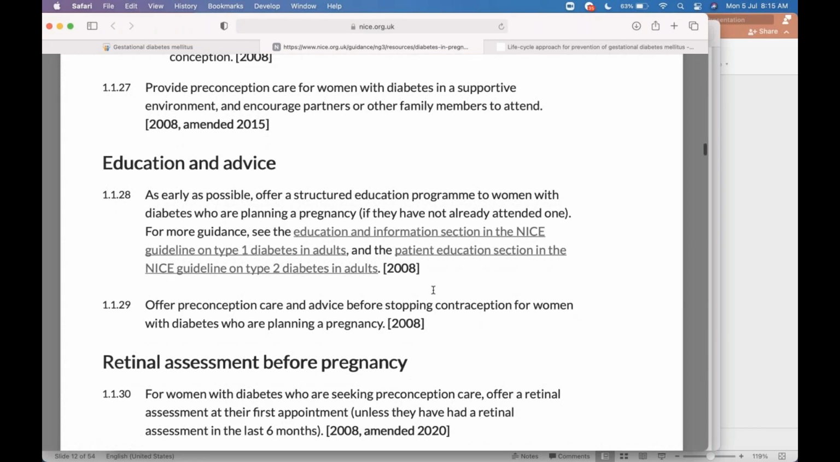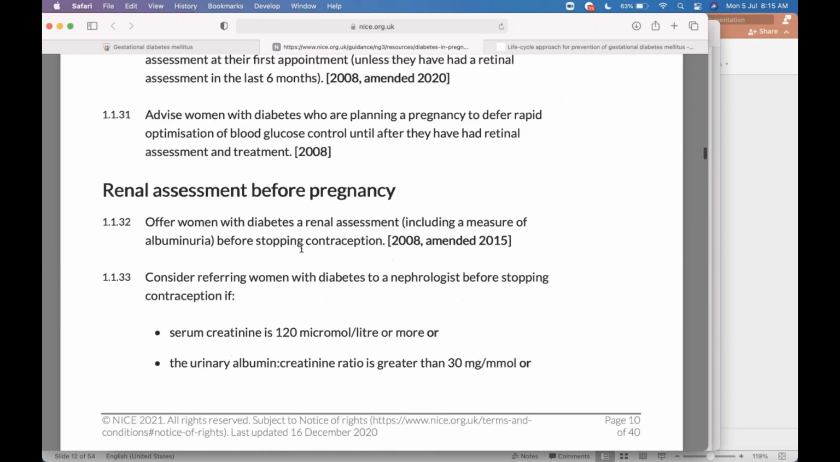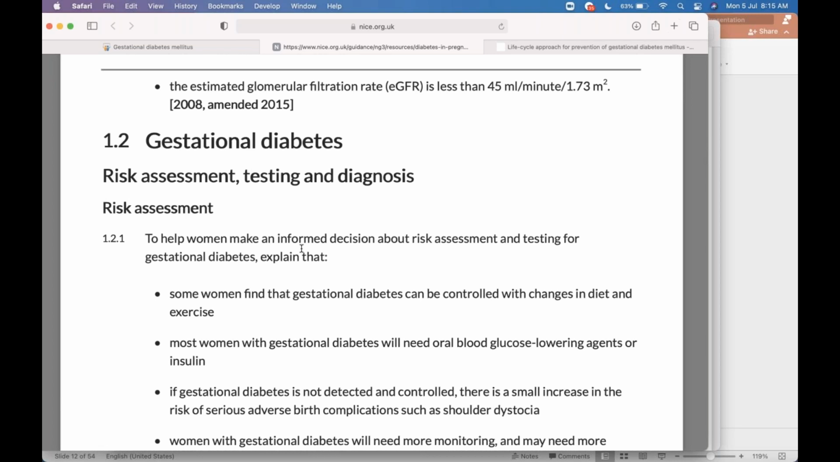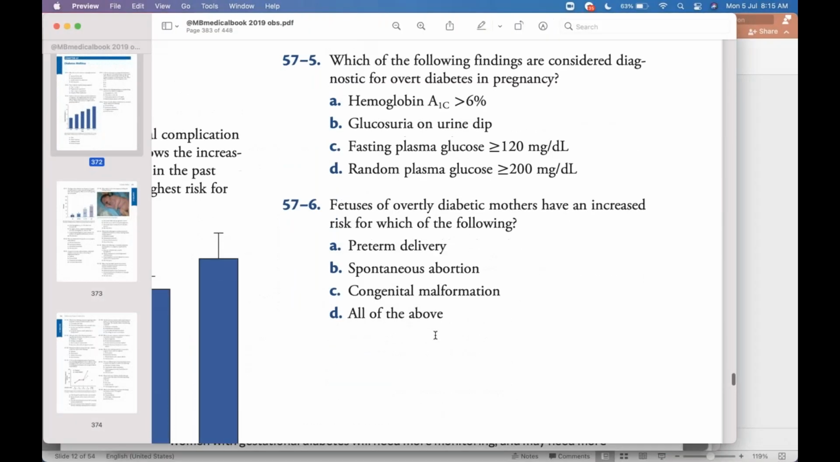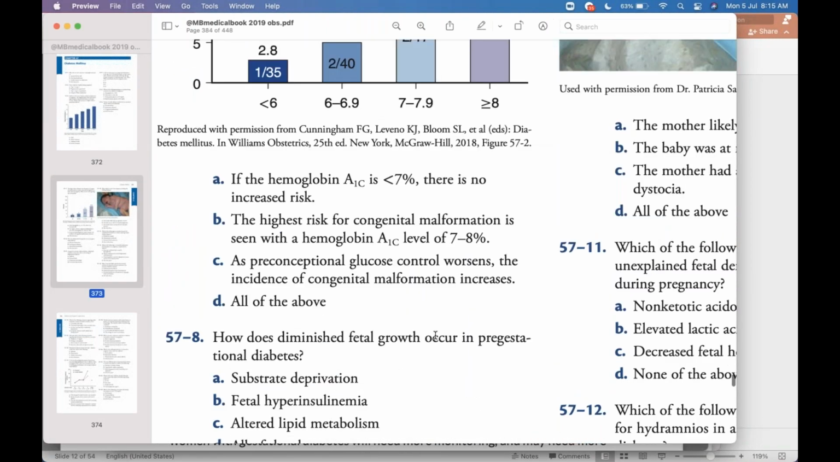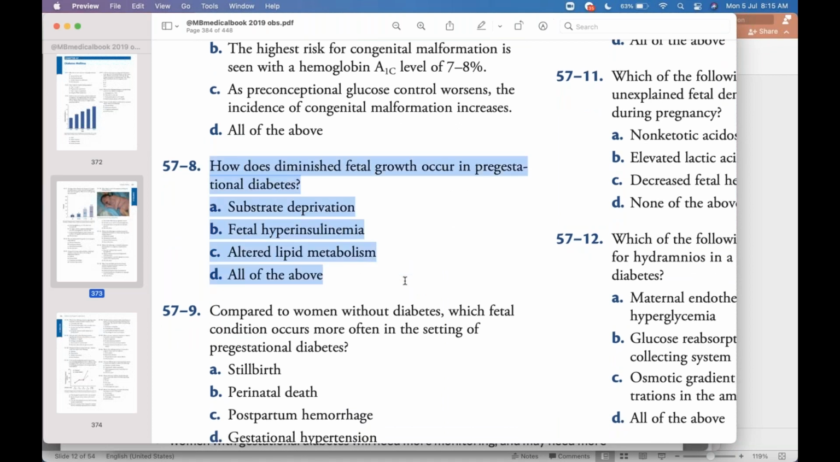Okay, and as I told you, retinal assessment needs to be done before pregnancy, renal assessment needs to be done before pregnancy, and this is what we were dealing with, pre-existing diabetes. Okay, now this is not an important question. How does diminished fetal growth occur in pre-gestational diabetes? How does diminished fetal growth occur in pre-gestational diabetes? So you have to tell me. Can anybody answer this question?